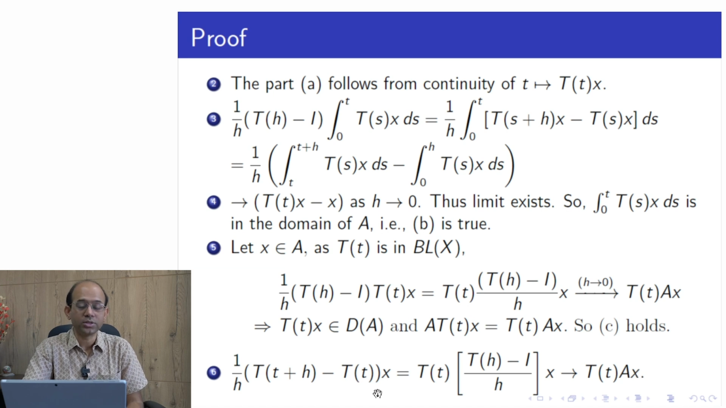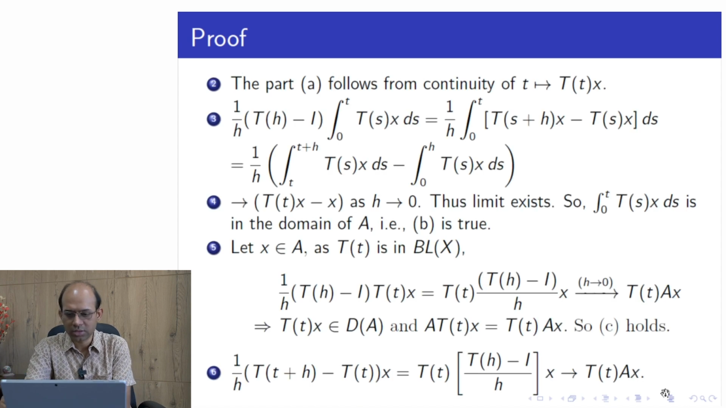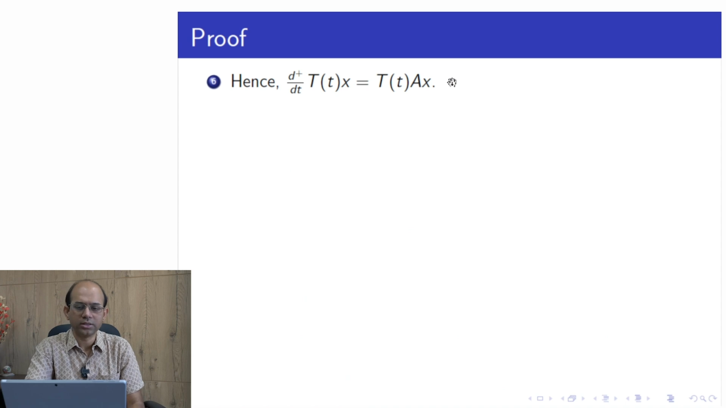Since this limit converges, we cannot straight away say that this is differentiable, because it is the right hand side limit; h is essentially taken as positive. So we can conclude that the right hand side derivative d/dt plus of T(t)x exists, and that is equal to T(t)Ax, correct? So T(t)Ax.